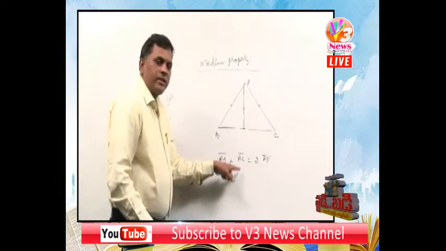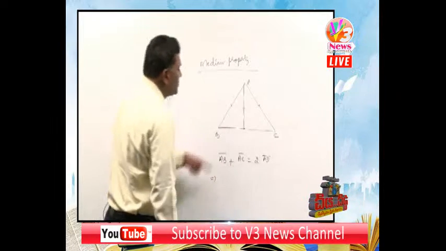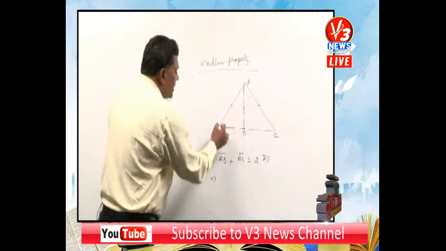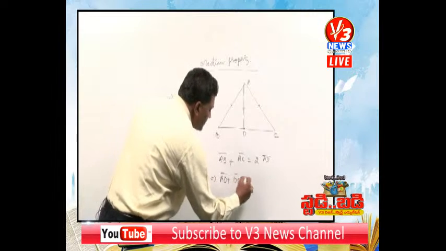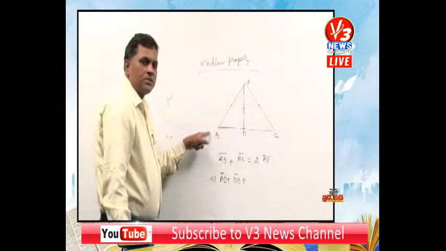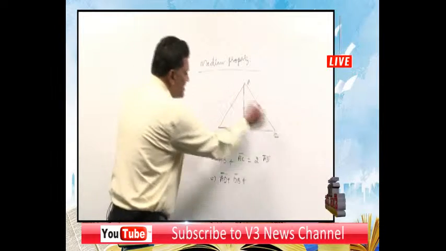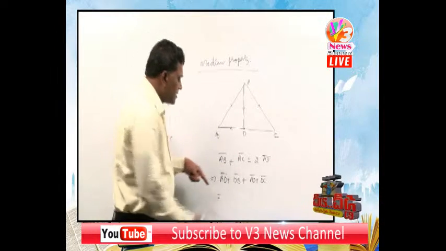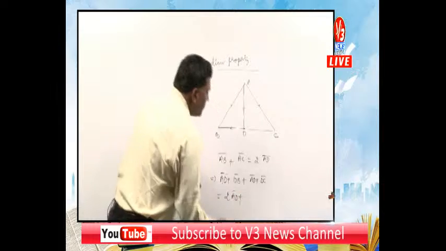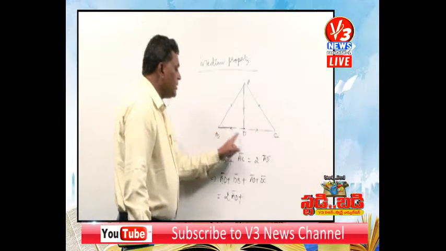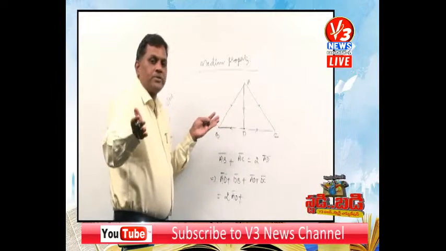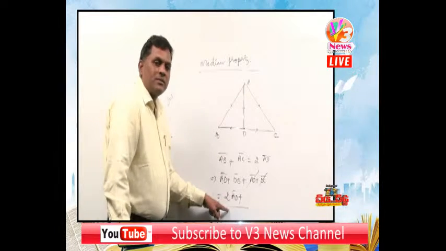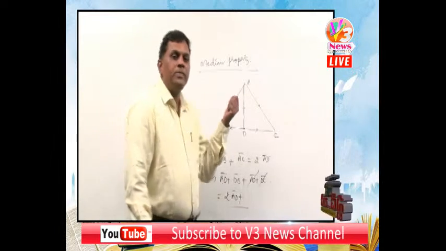Here, AB bar plus AC bar equals, just observe, suppose D is the midpoint of BC. Then shall I write AB bar as A to D and D to B? AB bar written as AD bar plus DB bar. Similarly, AC bar written as AD bar plus DC bar. Then observe this, AD bar plus AD bar is twice AD bar, and we know that D is the midpoint, so DB and DC are equal vectors in opposite directions. That is why these two nullify each other, and you get twice the vector AD bar. This is taken as the median property.